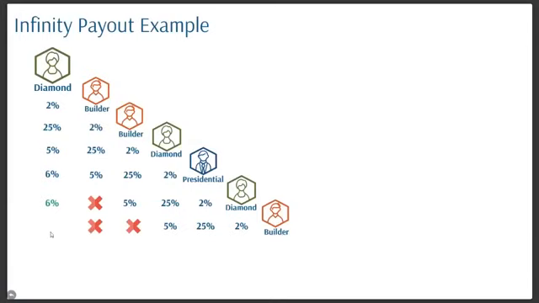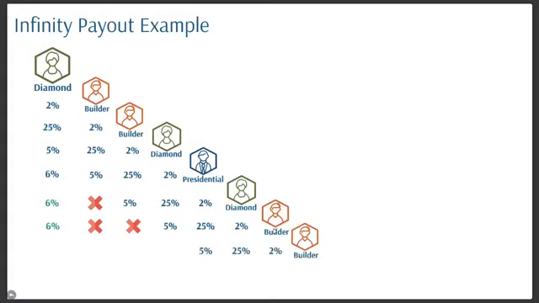So how much is this diamond going to get paid on a builder over here? If you said 6%, congratulations, you were right. This is, again, another example of infinity payout. And like I said before, we're just looking straight down one leg. So it's really awesome. All right, so let's continue with this example.